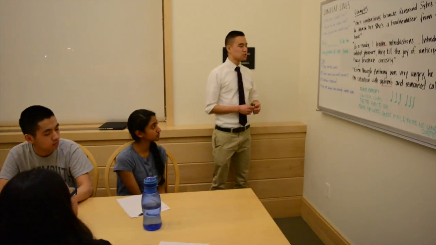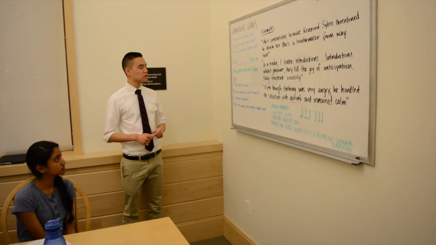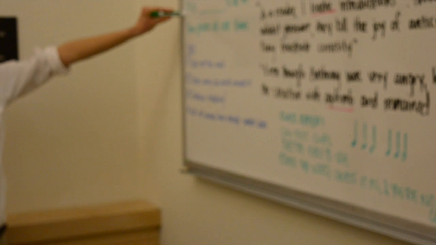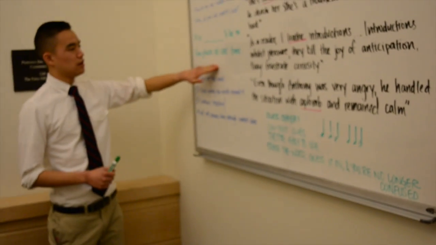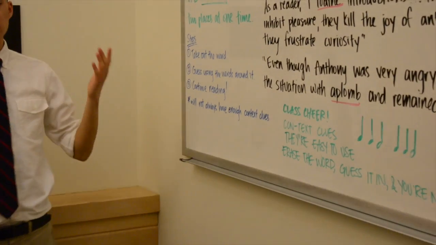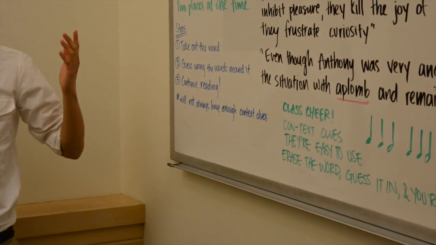So what are the steps to do that? How do you use context clues? Number one, you take out the word. In our class example here, I'm taking out the word. Two, guess using the words around it, and see if you can use the clues that might be in the sentence to guess what's in there. And then three, continue reading, because there's a lot of reading in that book.